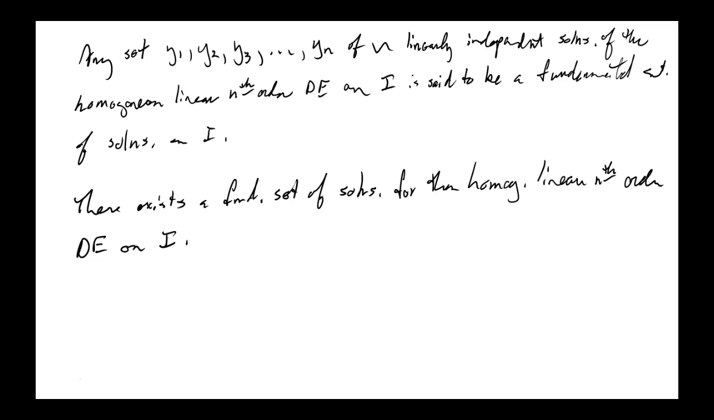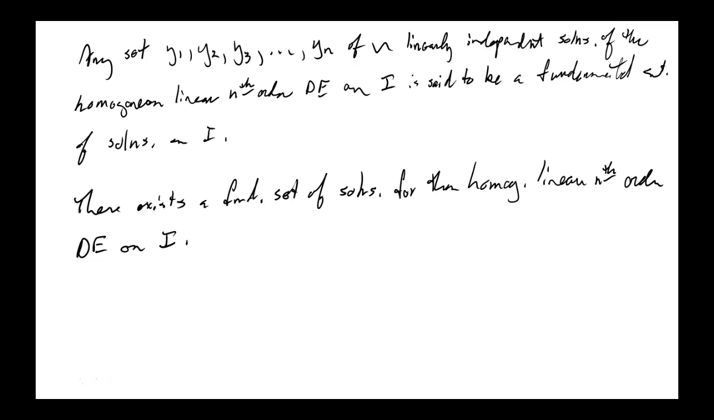Now, what this is saying, there exists a fundamental set of solutions for the homogeneous linear nth order equation. They keep referring to equation 6. Remember, homogeneous means it's equal to 0. All of the a's, the coefficient functions, are only functions of x, and the first one can't be 0 for any value of x in the interval. The rest are whatever. That's your standard requirement.